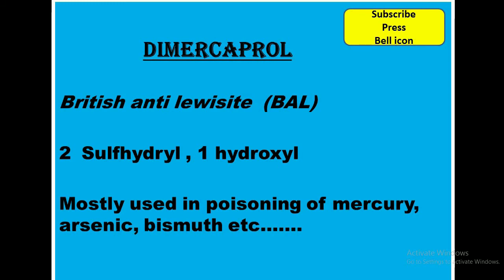That's the reason it's called British anti-lewisite, also called BAL. According to the structure, it has two sulfhydryl groups and one hydroxyl group in its main structure. As it has two sulfhydryl groups, it's called dimercap, and it has one hydroxyl group, so it's called ol, as we denote a hydroxy group in IUPAC as ol. That's the reason behind its name, dimercaprol, shortly called BAL.